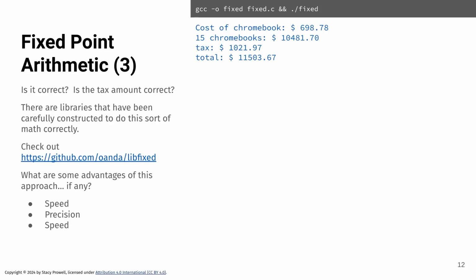I'm not going to get 0.6700000001. I'm always going to have exactly 2 positions to the right of the decimal, and that's great. And then, of course, the third benefit is speed, because speed's really important.